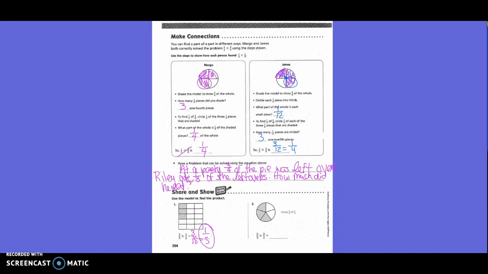The next one, if we multiply straight across, 3 times 2 is 6. 3 times 5 is 15. Can that be simplified? Yes. What goes into both of those? 3. So 3 goes into 6 twice. 3 goes into 15 5 times, so our answer is 2/5.